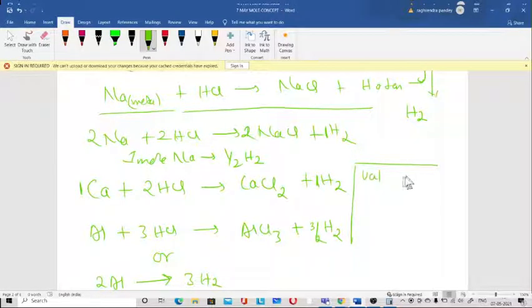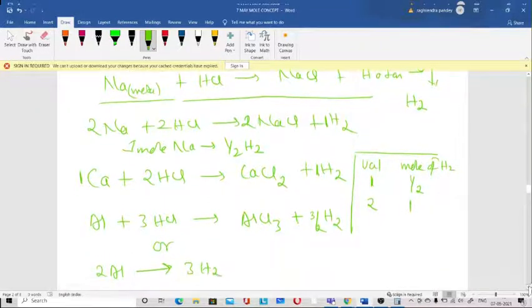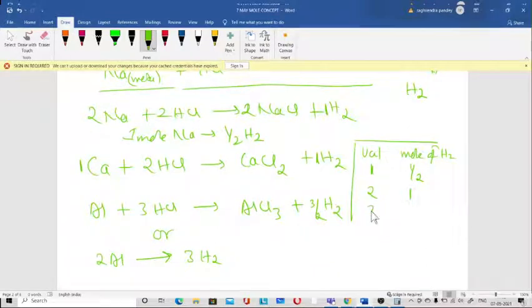valency and moles of hydrogen. If valency is 1, half mole hydrogen is produced. If valency is 2, 1 mole hydrogen is produced. If valency is 3, 1.5 mole hydrogen is produced. If valency is 4, 2 mole hydrogen is produced.